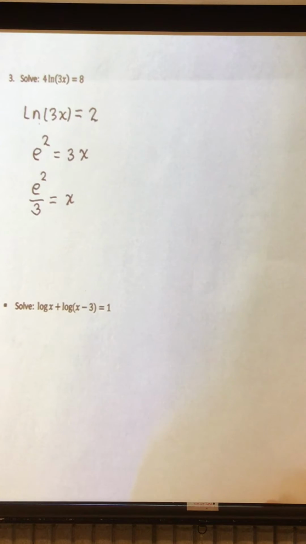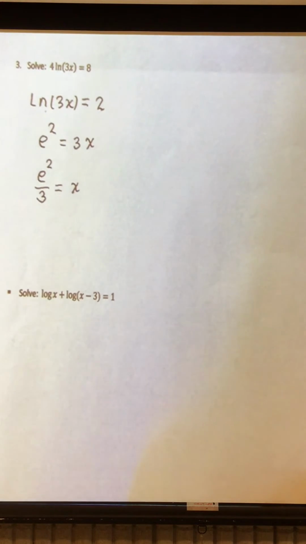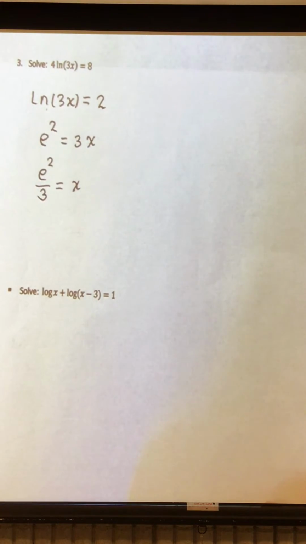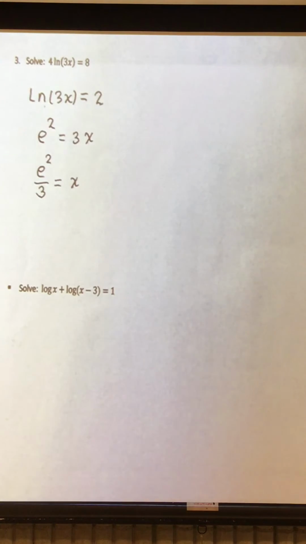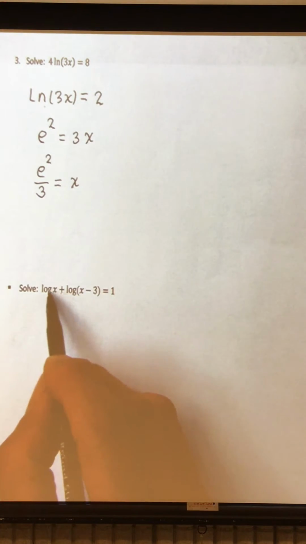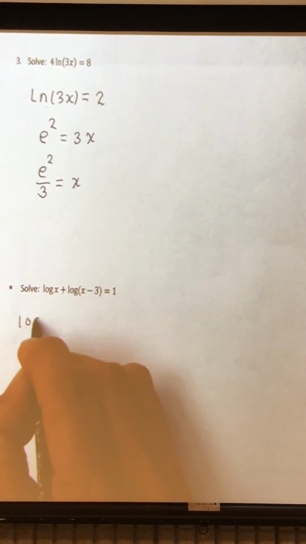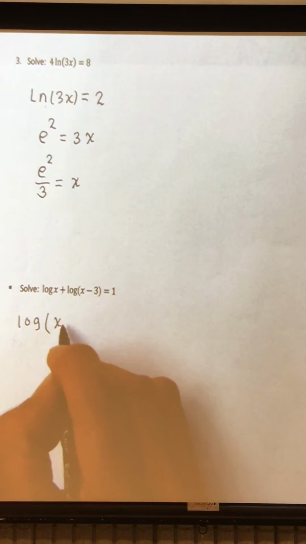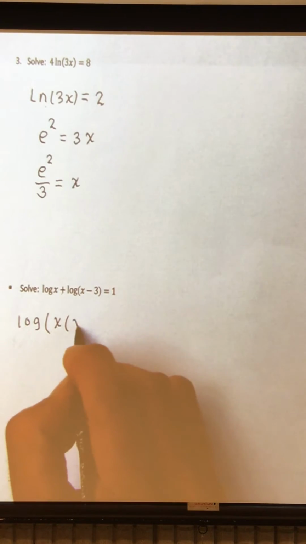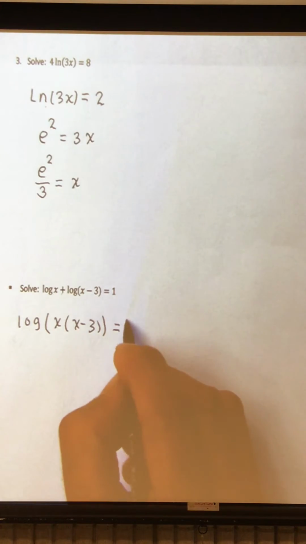Problem 3b. Now we have two logarithms. The idea is the same. We want to use log properties to get this down to a single logarithm, and once we have that single logarithm, we'll convert to exponential form. So here we have the sum of two logarithms, and we use the property that the sum of two logs is the log of the product. So we'll have the log of x times x minus 3, and that's equal to 1.